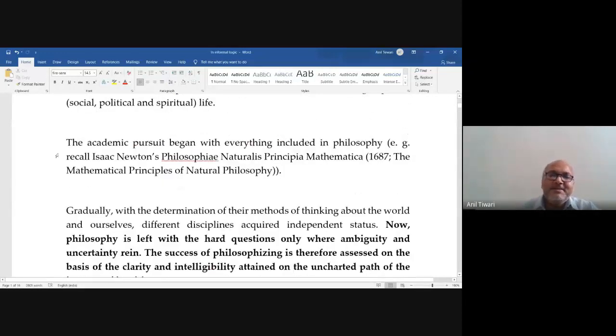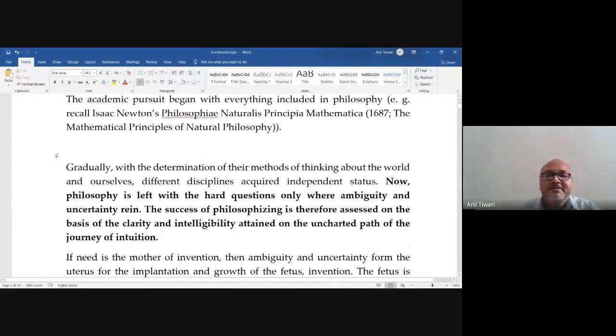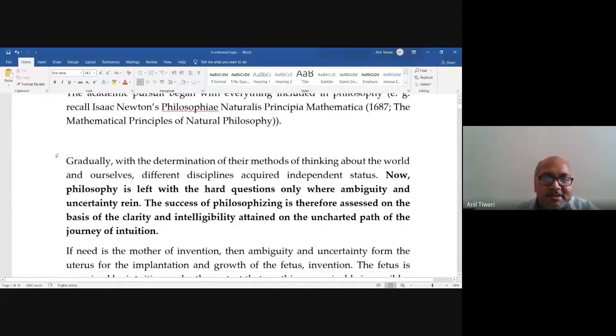Now, if you look at the initial point I made, that everything is coming from a basic discipline called philosophy, you can find evidence in Isaac Newton's book, which was titled Philosophiae Naturalis Principia Mathematica, the Mathematical Principles of Natural Philosophy, right? So he wanted to suggest physics being natural philosophy, philosophy of nature. Gradually, with the determination of their methods of thinking about the world and ourselves.